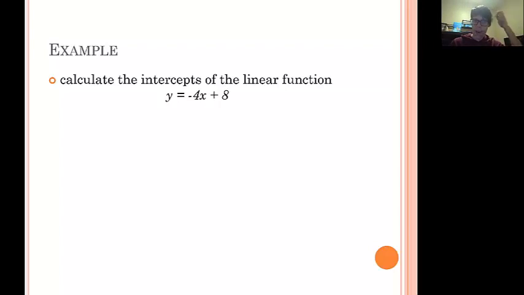Supposing that we have the following form, y equals -4x plus 8. If we want to find the y-intercept, we set x equals 0. And we get y equals -4 times 0 plus 8. And we get y is equal to 8, because -4 times 0 is of course 0. So we could say that 8 is equal to the y-intercept here, or we could write it as an ordered pair.